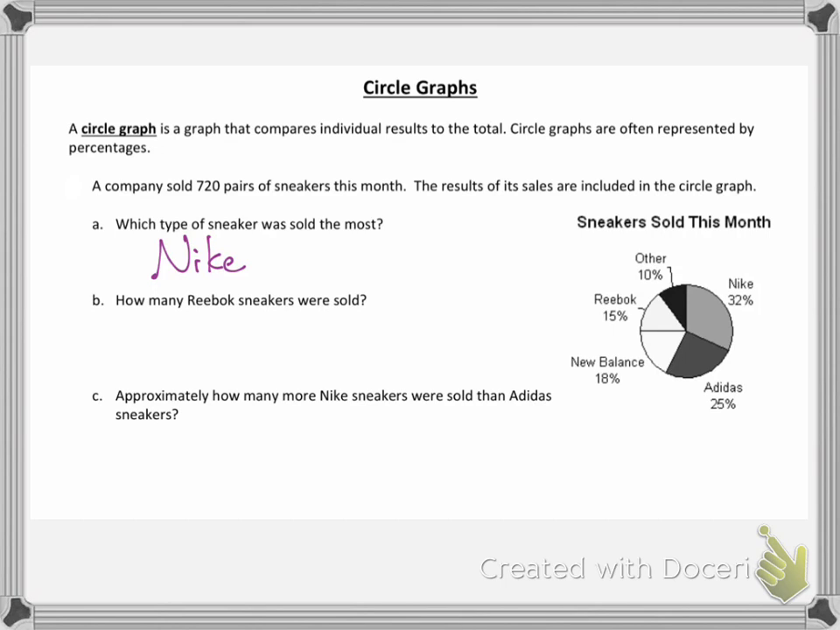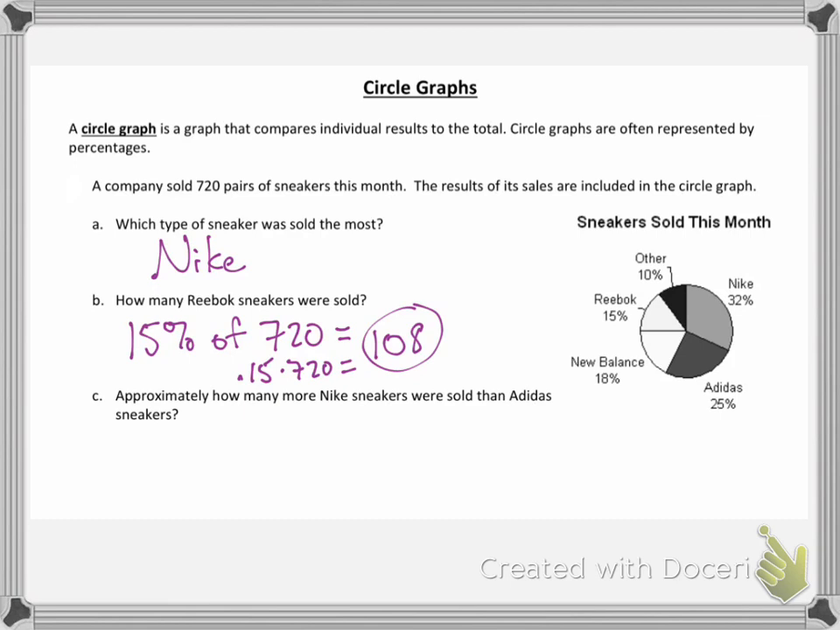Question B wants to know how many Reebok sneakers were sold. So I see Reebok is 15% of the sales, but it's not asking what's the percentage. It wants to know how many sneakers were sold. To figure that out, I want to take 15% of how many total sneakers were sold, 720. So mathematically, I do 0.15 times 720, and the amount of sneakers sold that were Reeboks would be 108.